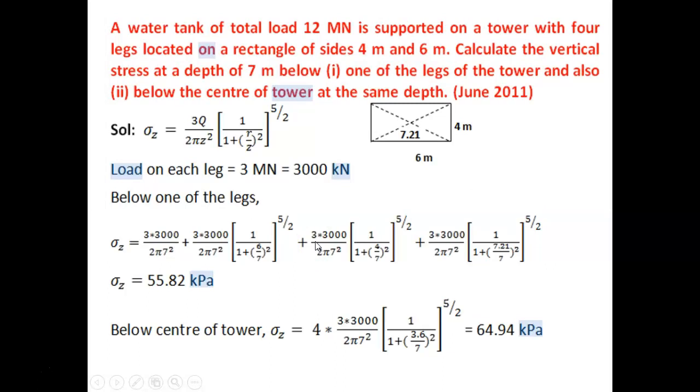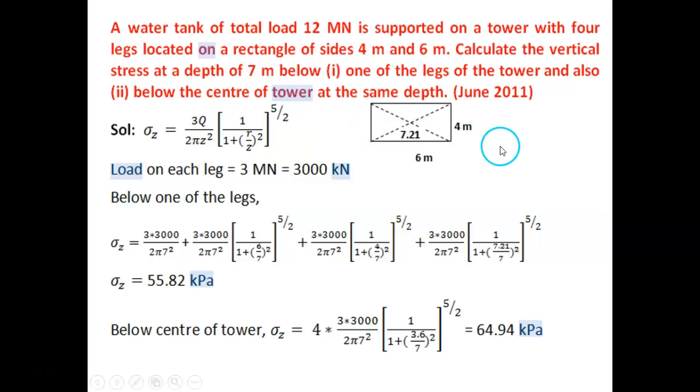Next example. A water tank of total load 12 meganewton is supported on a tower with 4 legs located on a rectangle of sides 4 meter and 6 meter. Calculate the vertical stress at a depth of 7 meter below first point, one of the legs of the tower, and also second point below the center of tower at the same depth.